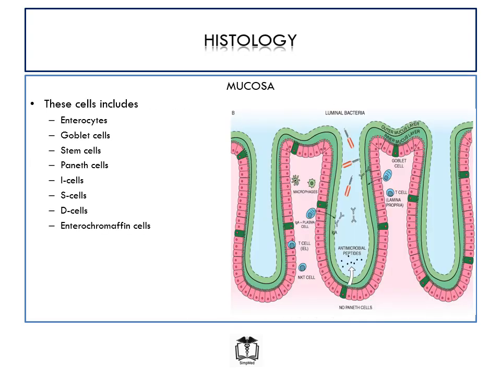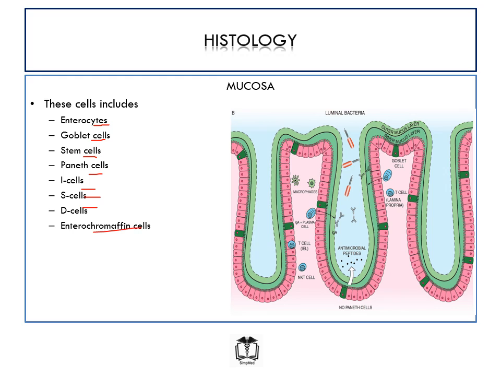Let's talk about the cells that tend to line the villi and the crypt. This includes a number of cells, about eight of them. They are the enterocytes, goblet cells, the stem cells, the Paneth cells, I cells, S cells, D cells, and then the enterochromaffin cells. Each of these cells have different functions. Let's talk about each of them one by one.